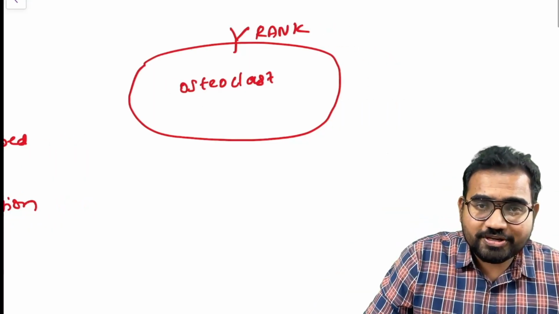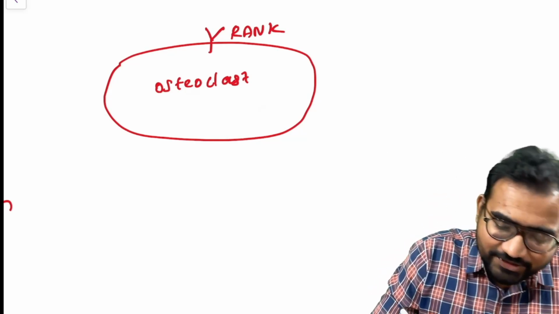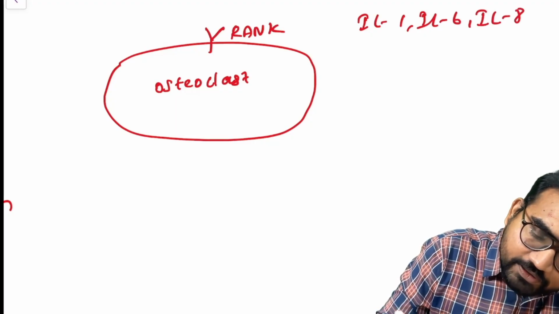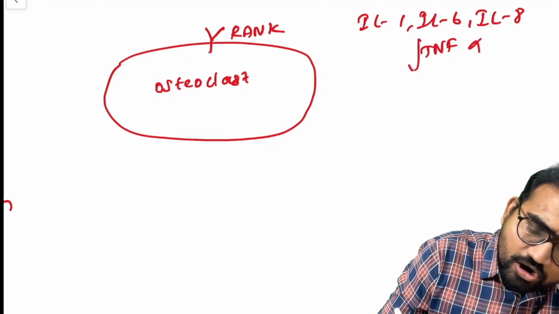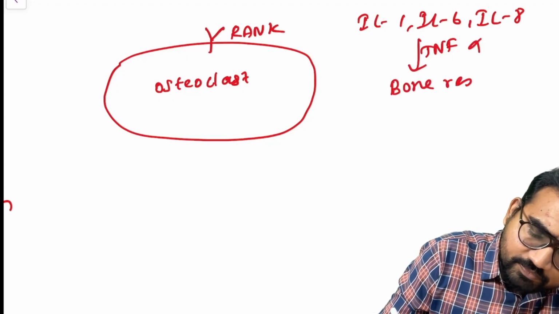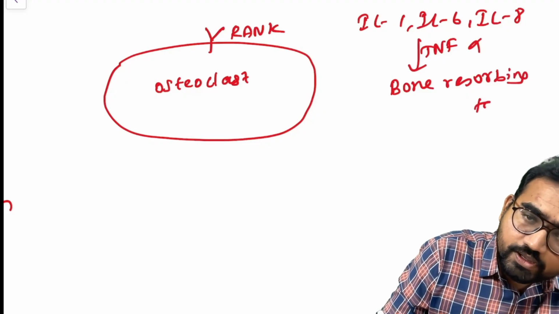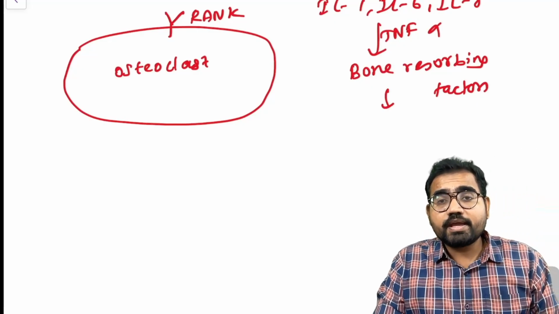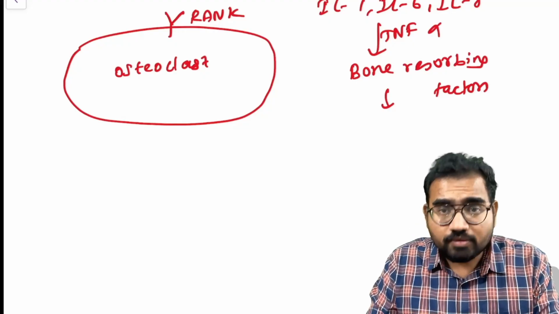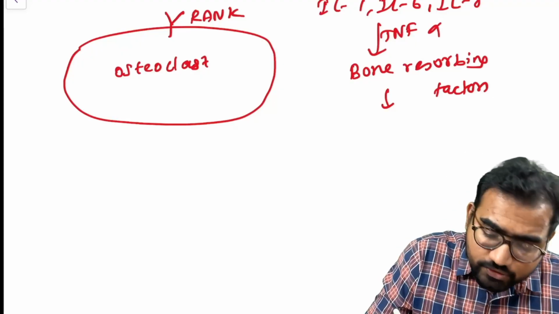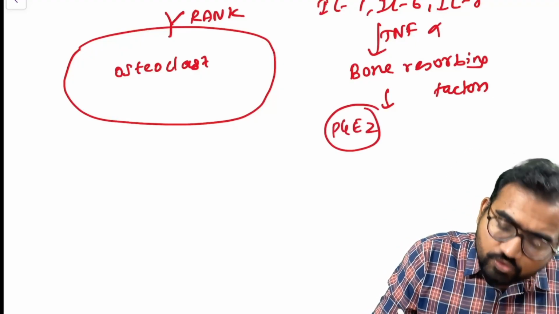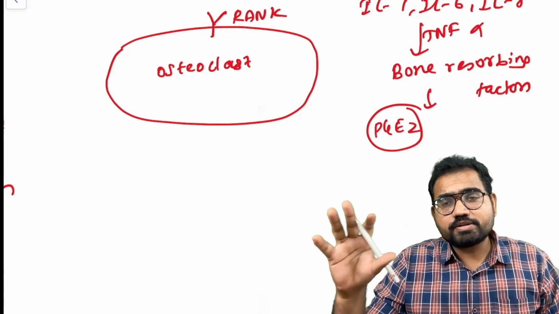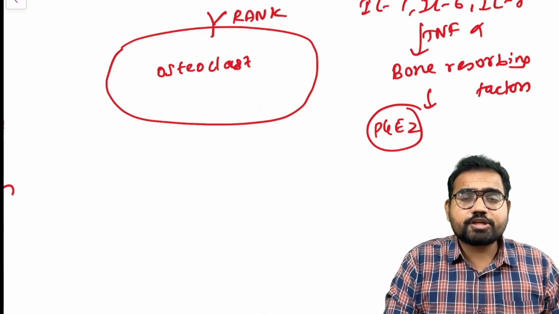So recap from the previous chapter, host microbial interactions, right? Interleukin 1, interleukin 6, interleukin 8, tumor necrosis factor alpha, all these are bone resorbing factors, and they cause resorption of bone by expressing RANKL. In addition, prostaglandins also stimulate the expression of RANKL. So once, during inflammation, all these pro-inflammatory cytokines increase, there is going to be expression of RANKL.